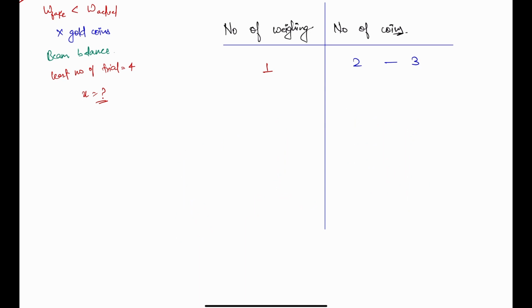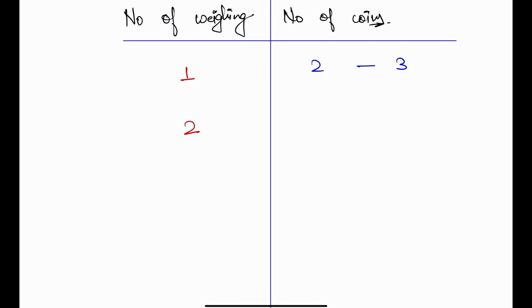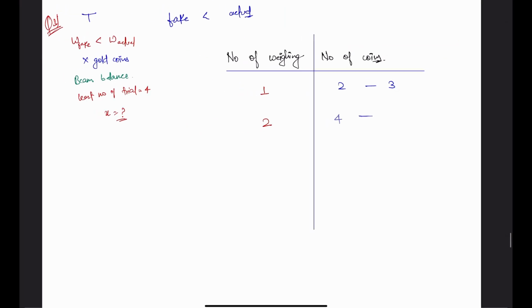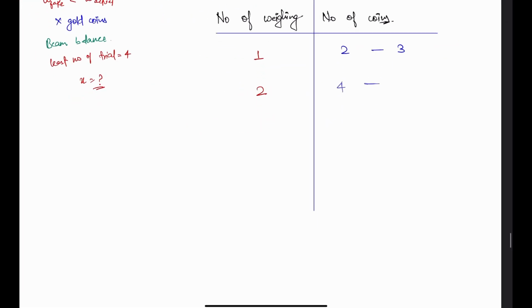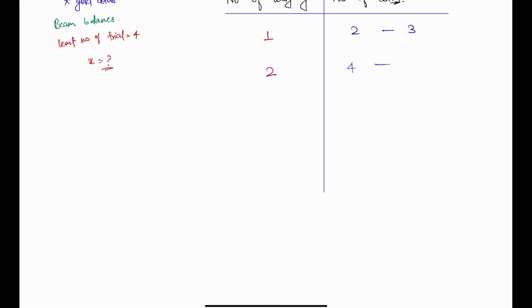So in the next one, if we do a second weighing, we are sure that we have the issue with 4. So 4 can be done. But next, let's think about the second weighing. Let's think, if I have 3 coins, then I can measure, right?